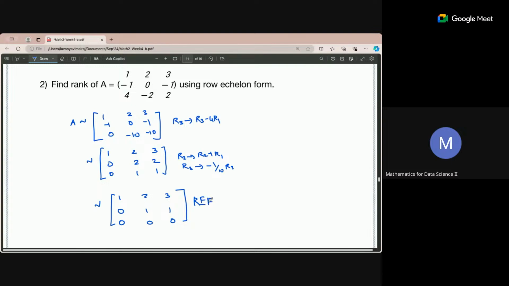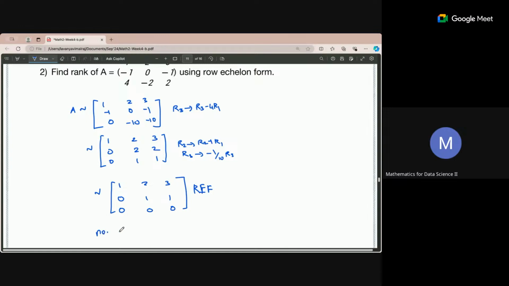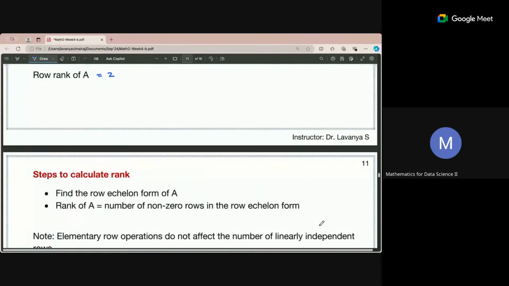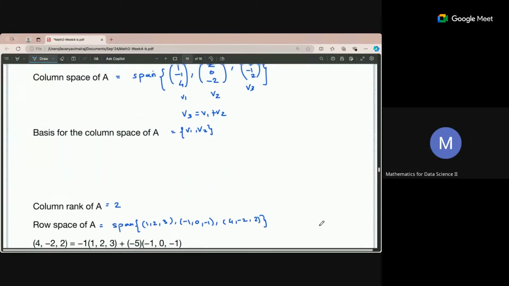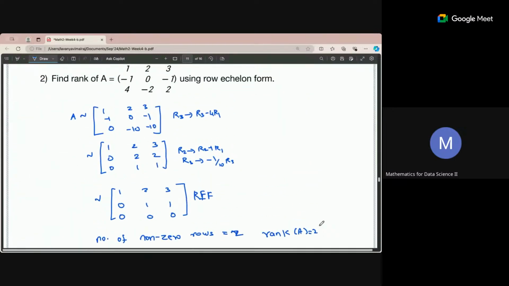How many non-zero rows do you have? 2. The number of non-zero rows is 2, so the rank of A is 2. We already found the row rank and column rank, and we saw that they are 2. So this also is 2, which is matching. Okay, fine.